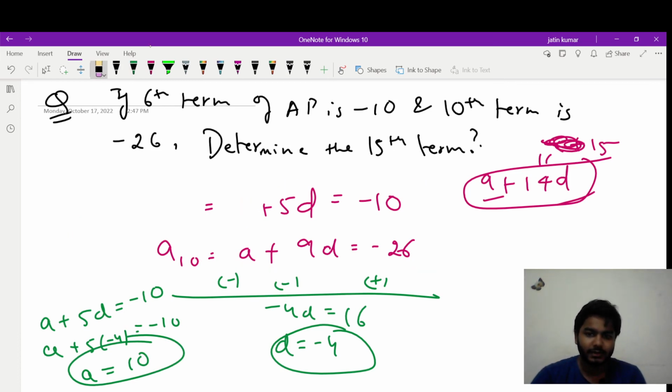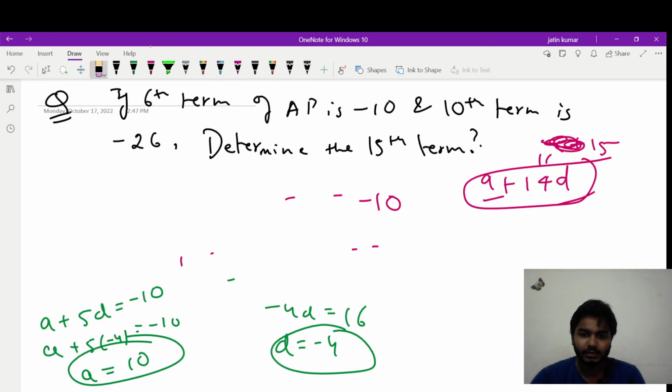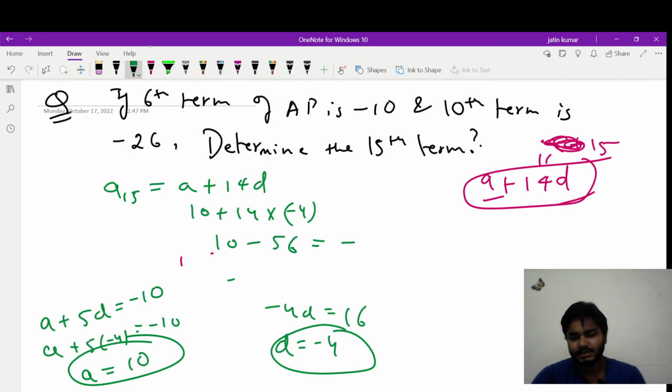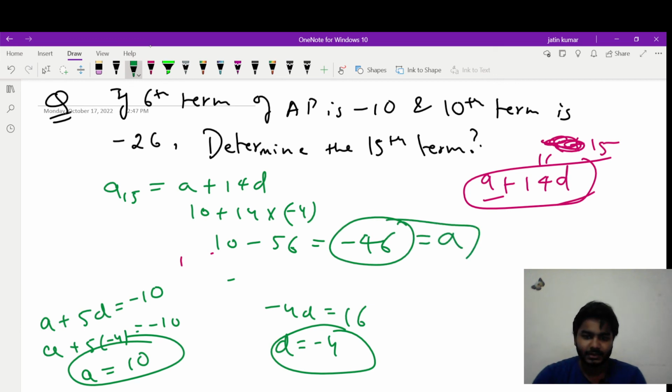You have got the value of a and you have got the value of d. Can you find the value of the 15th term also? Yes, we can. How? By putting the values of a and d. So the 15th term is a plus 14d. Now put the values. a is 10 plus 14 into minus 4. 14 into minus 4 is minus 56. So 10 plus minus 56 will be minus 46. So minus 46 is the value of the 15th term. Okay, now you can find any term of this AP.